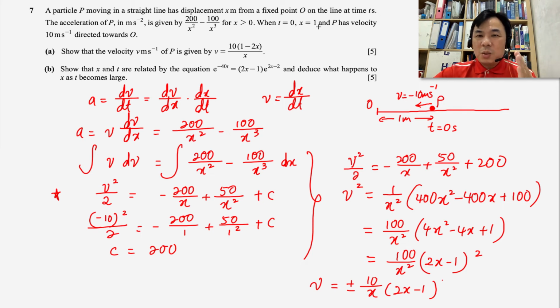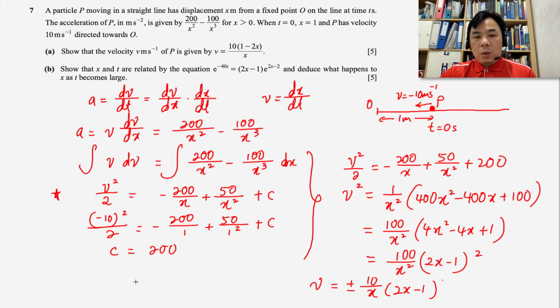Initially, when x is equal to 1, we're going to substitute this one here. If you substitute x equal to 1 into here, you will get positive 10. But we do know that the direction of the velocity is pointing towards O. It's supposed to be a sign negative. Now, because of that, we will have to choose the negative direction for this velocity. Because when you substitute x equal to 1, you are supposed to get a negative there.